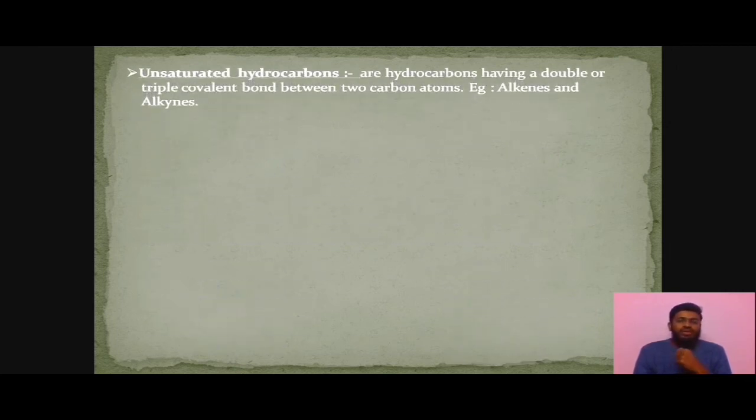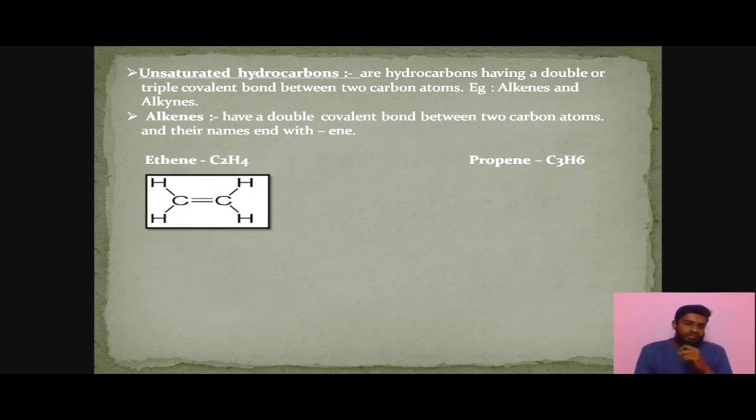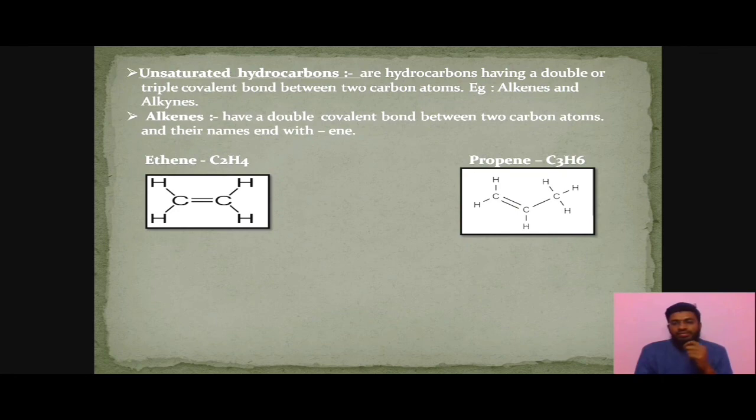Now, the next, unsaturated hydrocarbons. They have double or triple covalent bonds between 2 carbon atoms. For example, alkenes or alkynes. Alkenes have a double covalent bond between 2 carbon atoms and their name ends with "ene", like ethene, propene. Here are the 2 carbon atoms on the left hand side. There are 2 covalent bonds between the 2 carbon atoms, and propene has 3 carbon atoms where 2 carbon atoms form 2 covalent bonds.